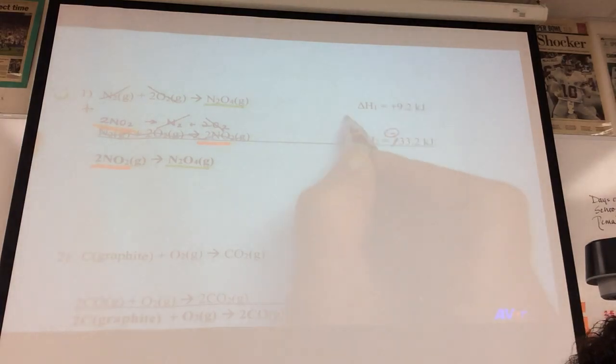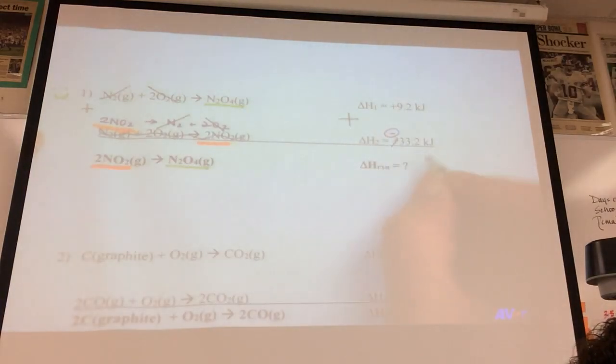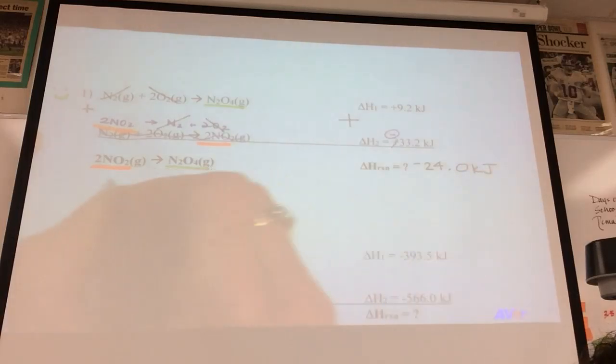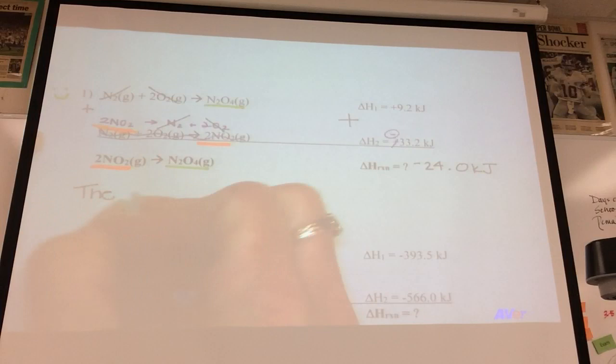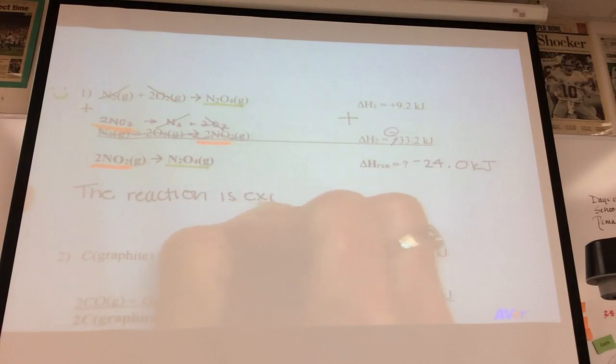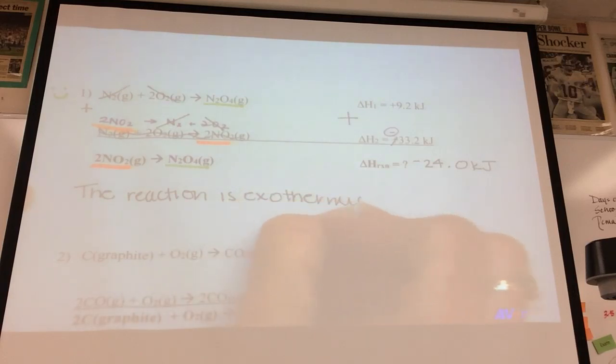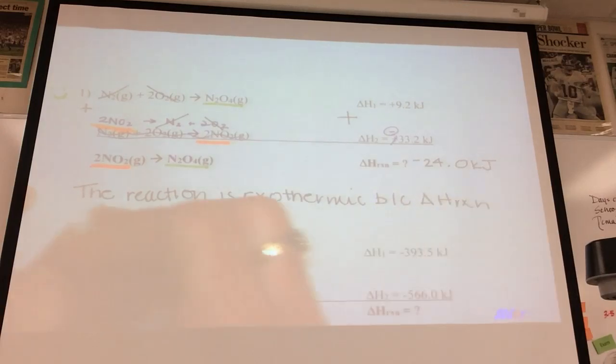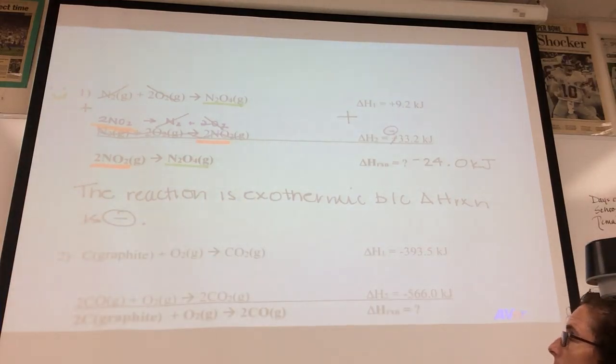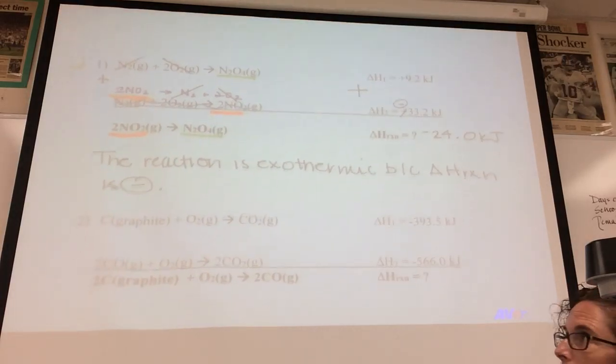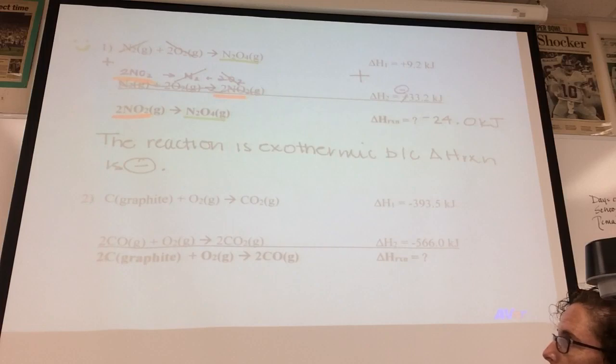And now I can add these 2 together and I get negative 24 kilojoules. The reaction is exothermic because delta H for the reaction is negative. And again, not on your quiz, but definitely on your test, easy 15 points.